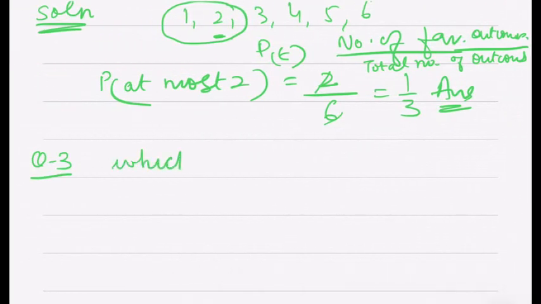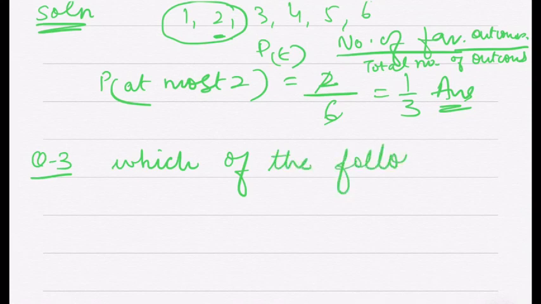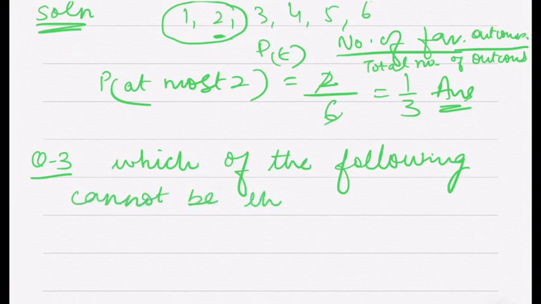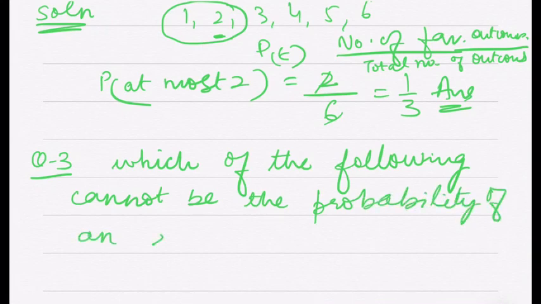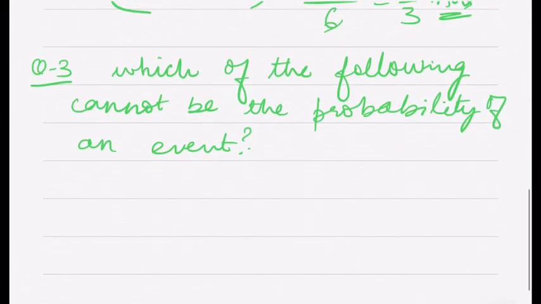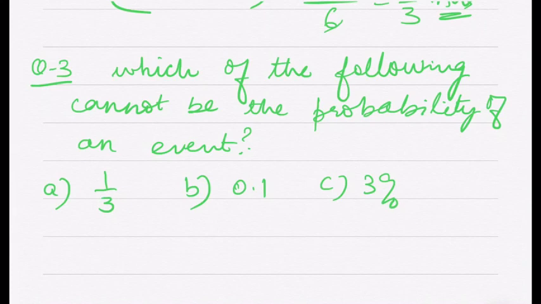Which of the following cannot be the probability of an event? It is a multiple choice question. A is 1 by 3, B is 0.1, C is 3%, and D is 17 by 16.